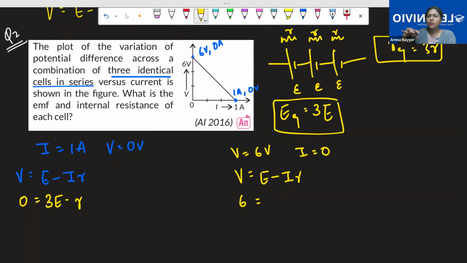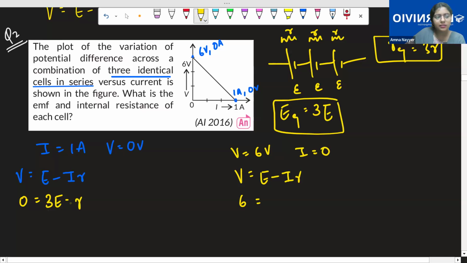But since it's a question from your board exam, and this is a very important question, you should understand that whenever a question is framed, it comes from any portion of the chapter. Okay, so see, this is 3R. So we can say this will also be 3. So we can say 3E is equal to 3R over here, right? This can be written, right?